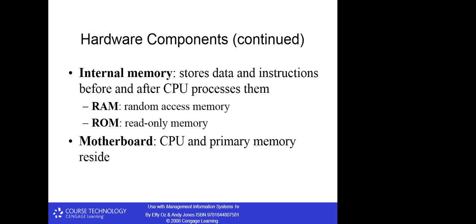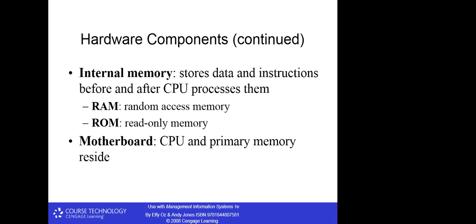Then we have internal memories. Internal memories store data and instructions between and after the CPU processes them. So after a CPU processes our data, the internal memories save them. And the internal memories are the RAM, our random access memory, and then the ROM, which is the read-only memory.